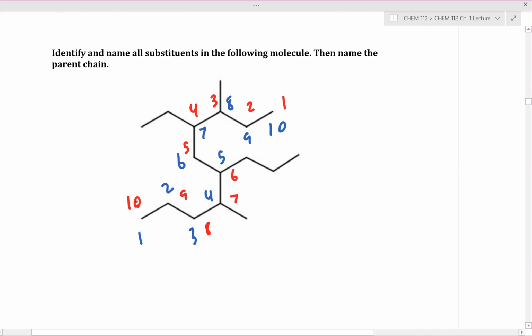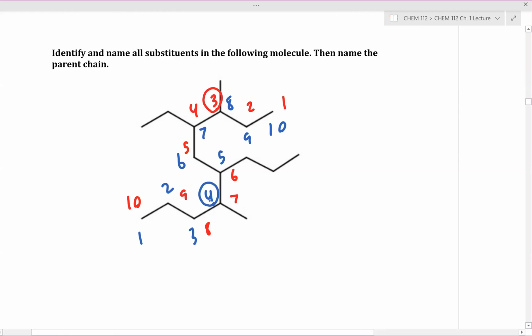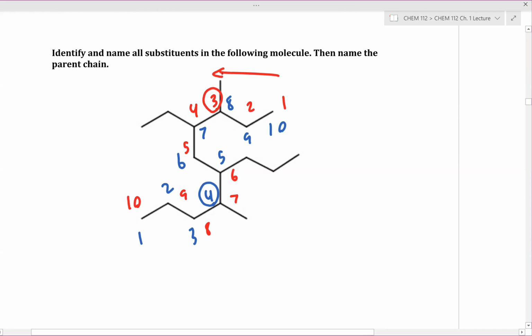Okay. Now, what I want us to pay special attention to is what number we assign to our first branch. So in red, what's the first number assigned to a branch? 3. In our second compound, what is the first number assigned to our branch? 4. Now, what is smaller, 3 or 4? 3. Since 3 is smaller, we are going to use the red numbering method because it gives us the smallest possible carbon locant numbers. So this is 10 carbons, so this is a decane chain.